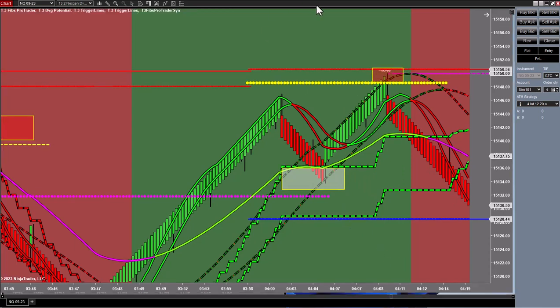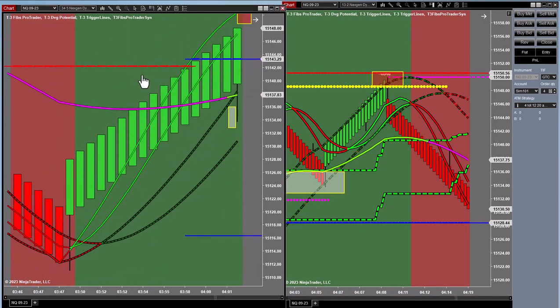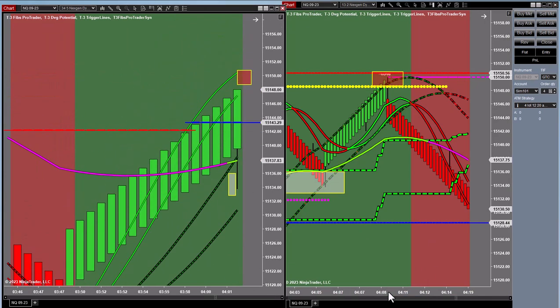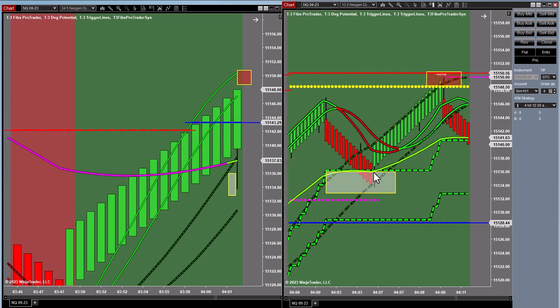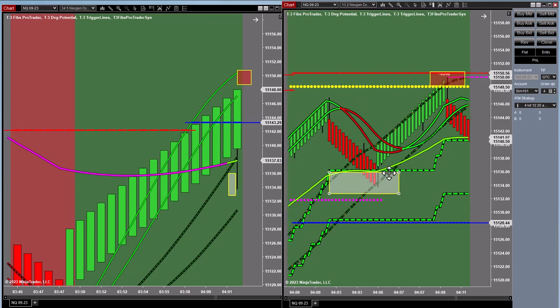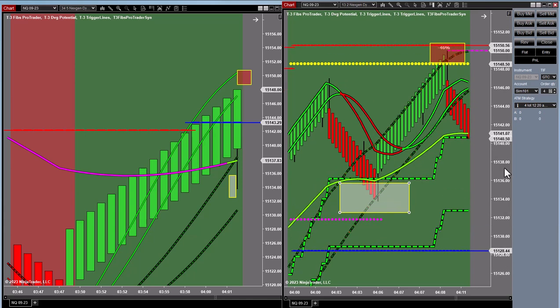Pretty easy, right? Triggers are going up strong, and you don't know what's going to happen. So let's look at them side by side. Triggers are going up strong. Buy a pullback to support inside the triggers. Get out at resistance. Everybody's happy.